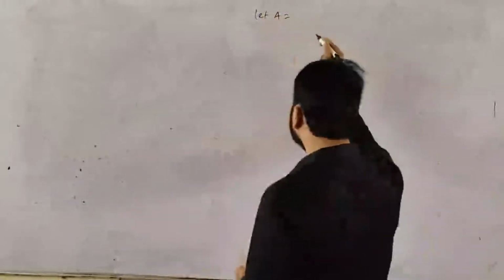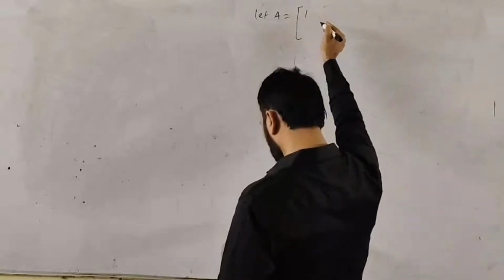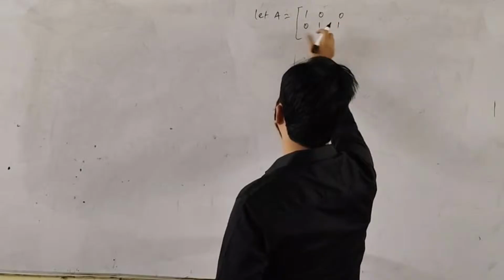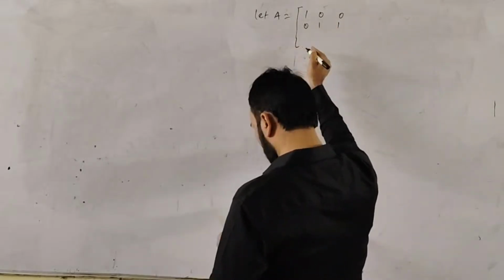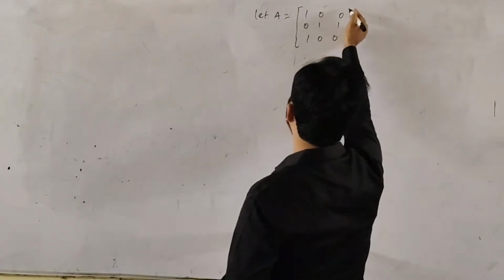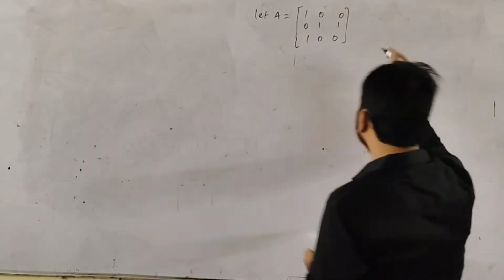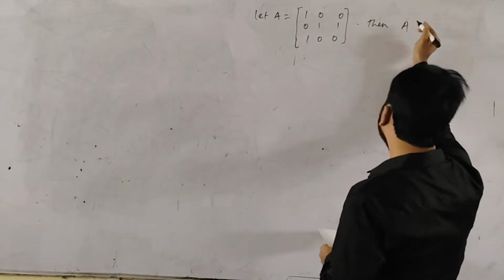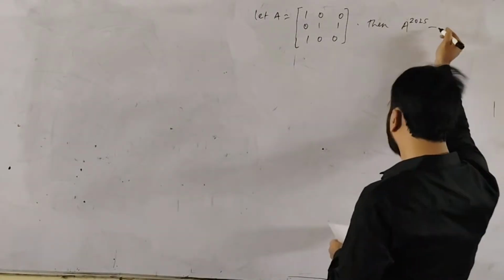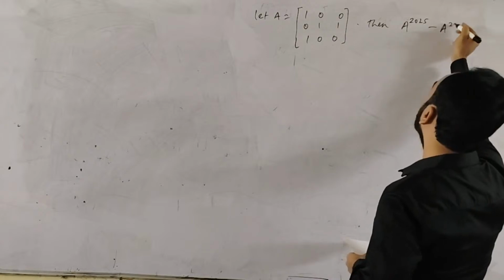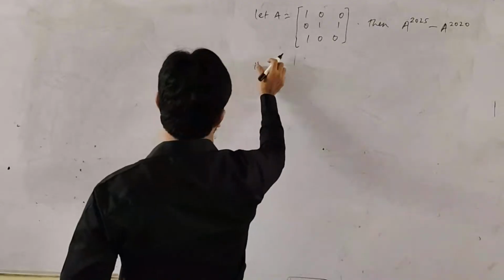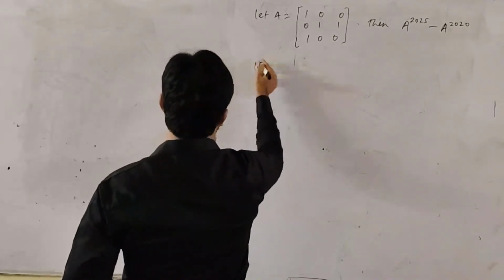Let A be equal to 1, 0, 0, 0, 1, 1, 1, 0 and 0. This is your A. Then A to the power 2025 minus A to the power 2020 is equal to what?